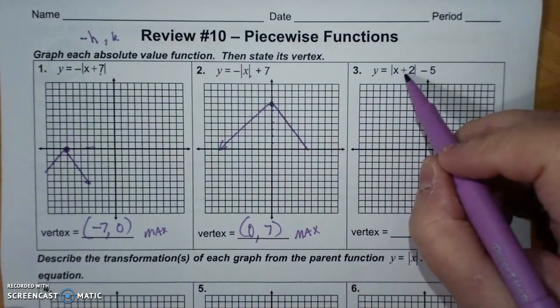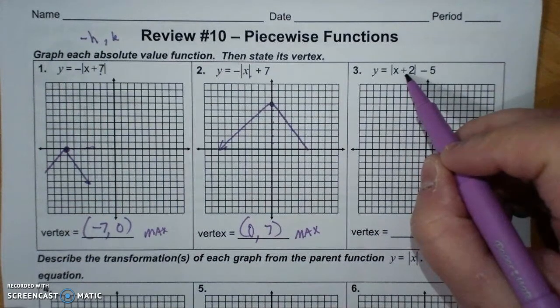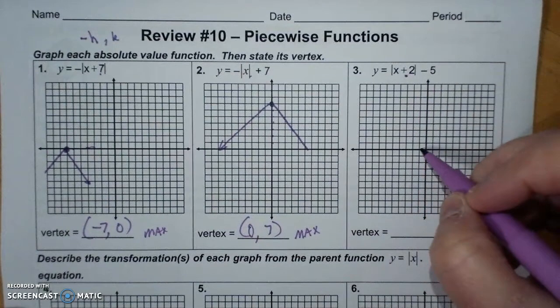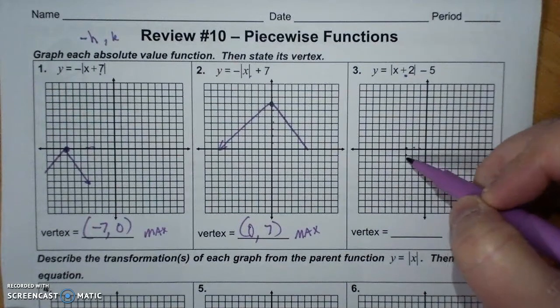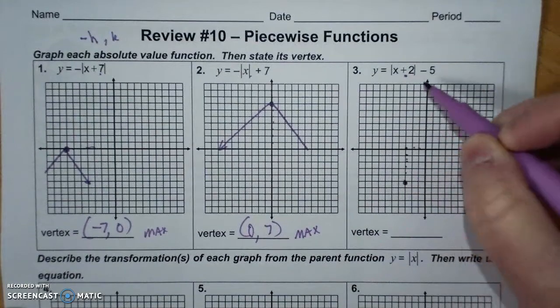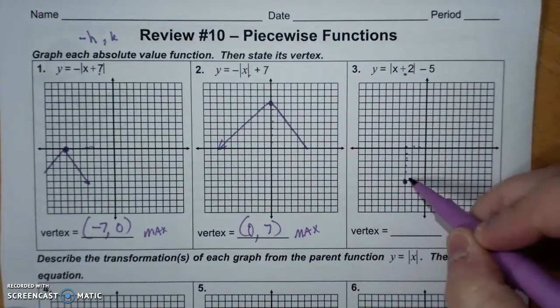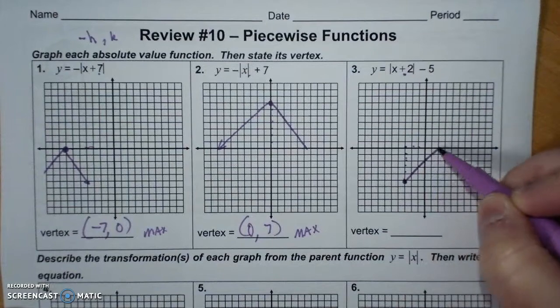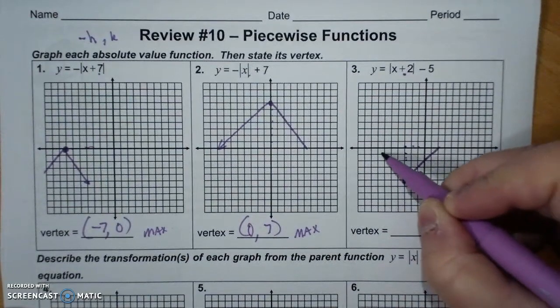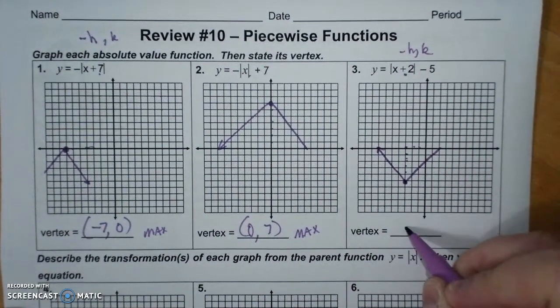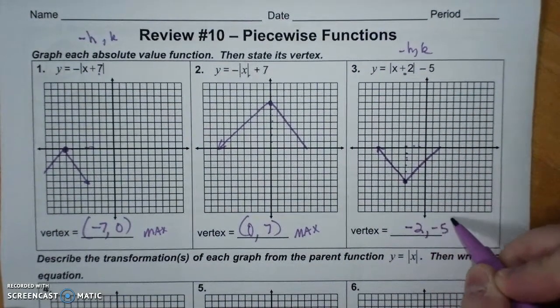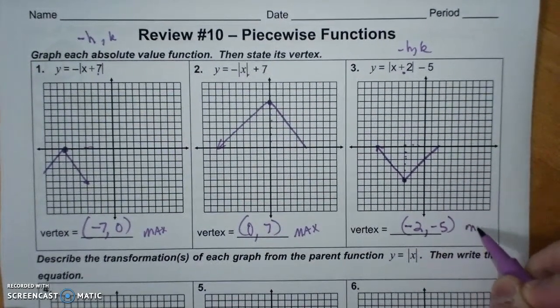Okay. Inside the absolute value is a left-right movement. It is left 2, and then this is a down 5. It is no negative, so it opens upward. It's opposite H comma K. It's -2 comma -5. And it is a min.